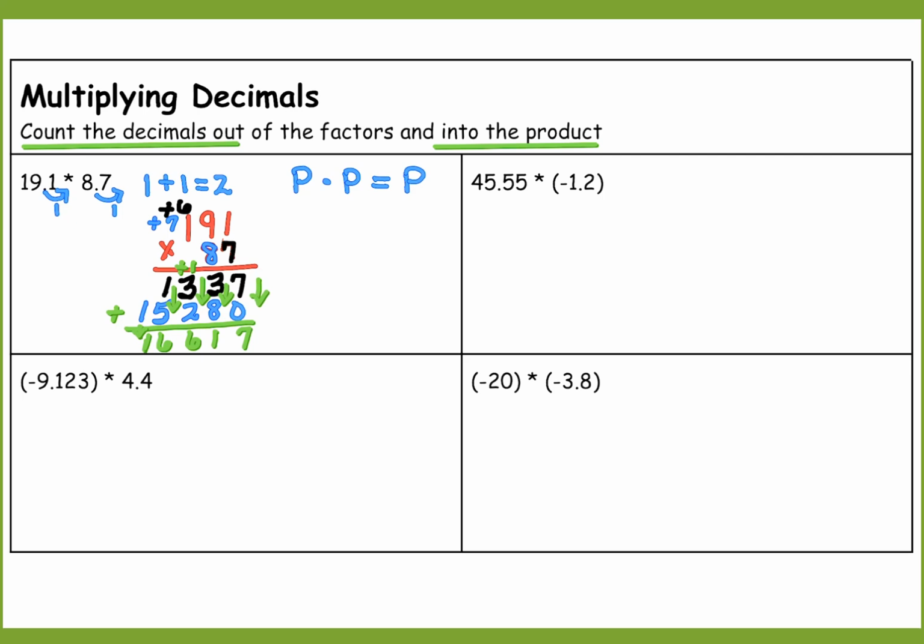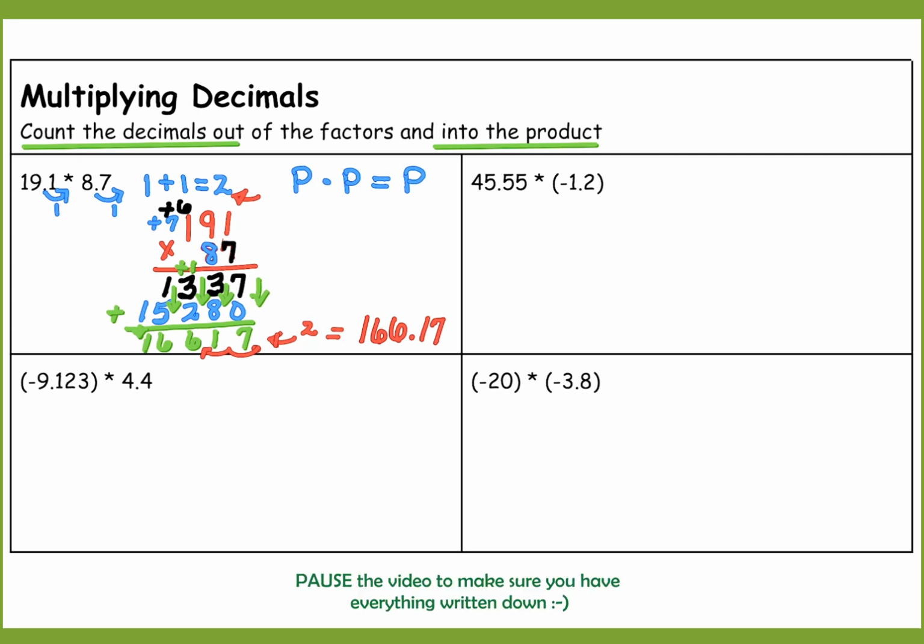So here we had 16,617. But remember, we moved out 2 spaces, so we have to move that decimal back in 2 spaces. So we're back here on the right. We're going to move it over 2 spaces. That means our final answer is 166 and 17 hundredths.